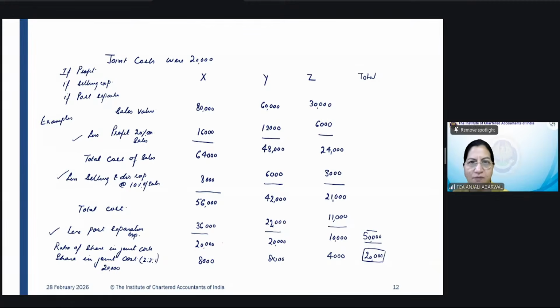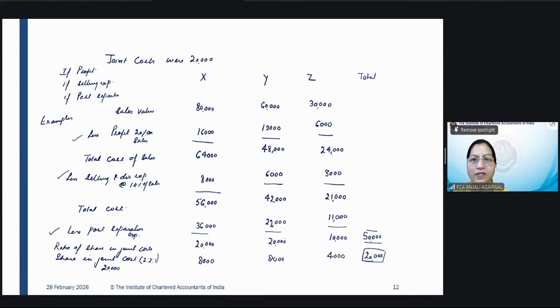You will get the total cost of production. From the total cost of production, you will deduct the post-separation expenses and you will arrive at some figure. And after arriving at that, if you look at the column of the total, if this turns out to be 50,000 and 50,000 is not the joint cost, it is 20,000, so this does not become the share in joint cost. This only becomes the ratio in which the joint cost is to be allocated. You will take the totals here also, not just towards the end.